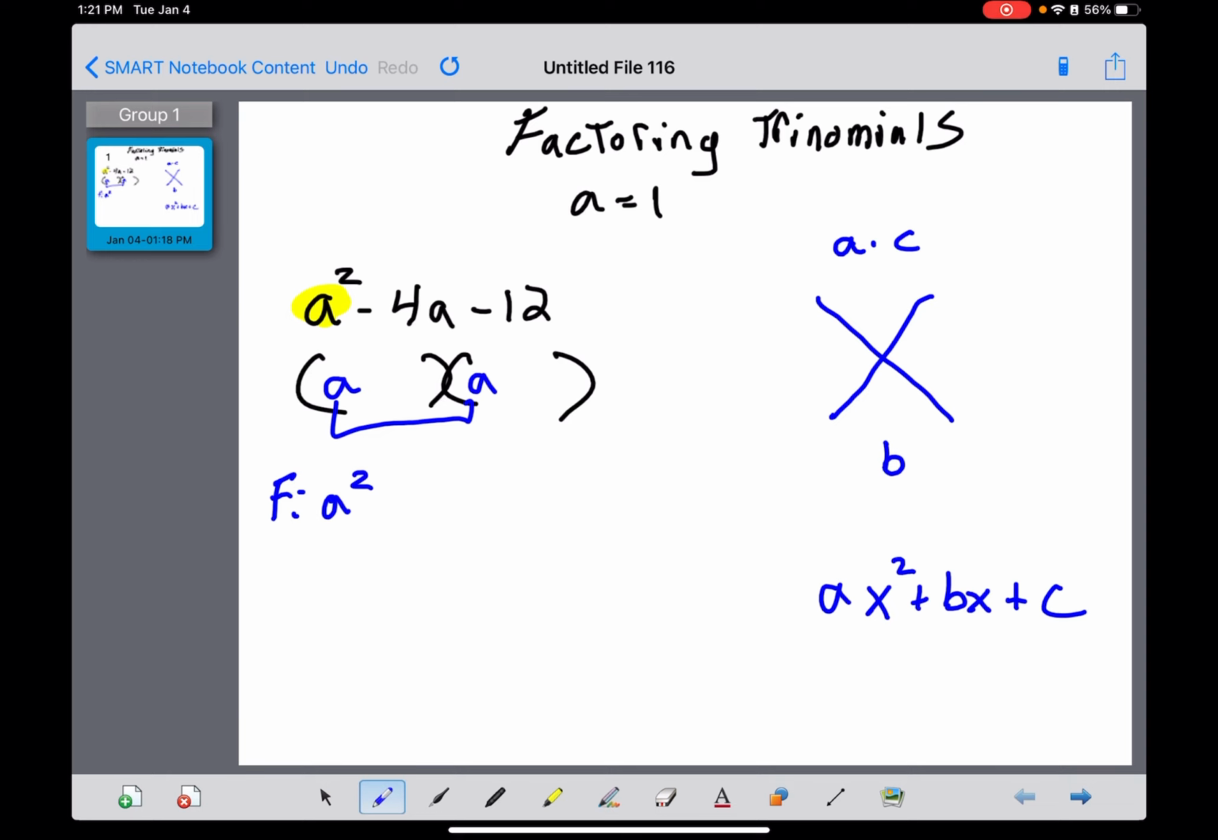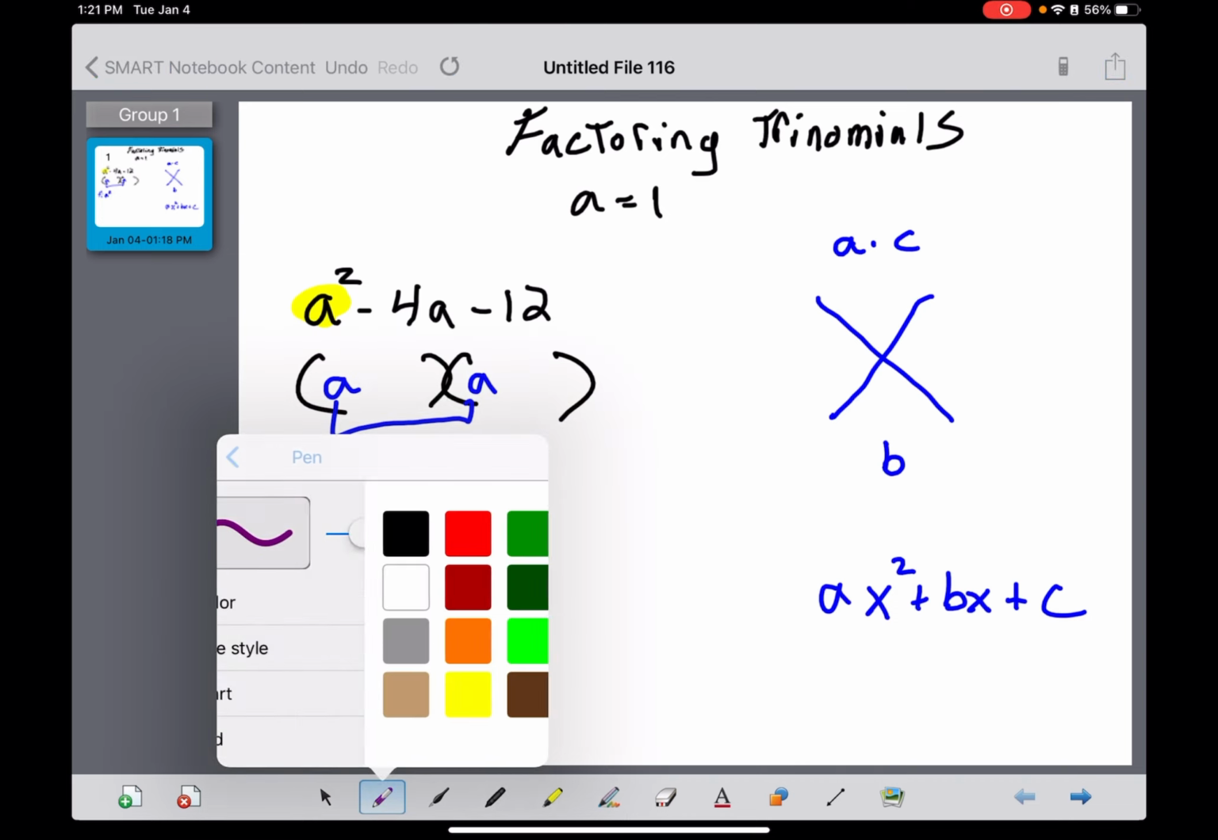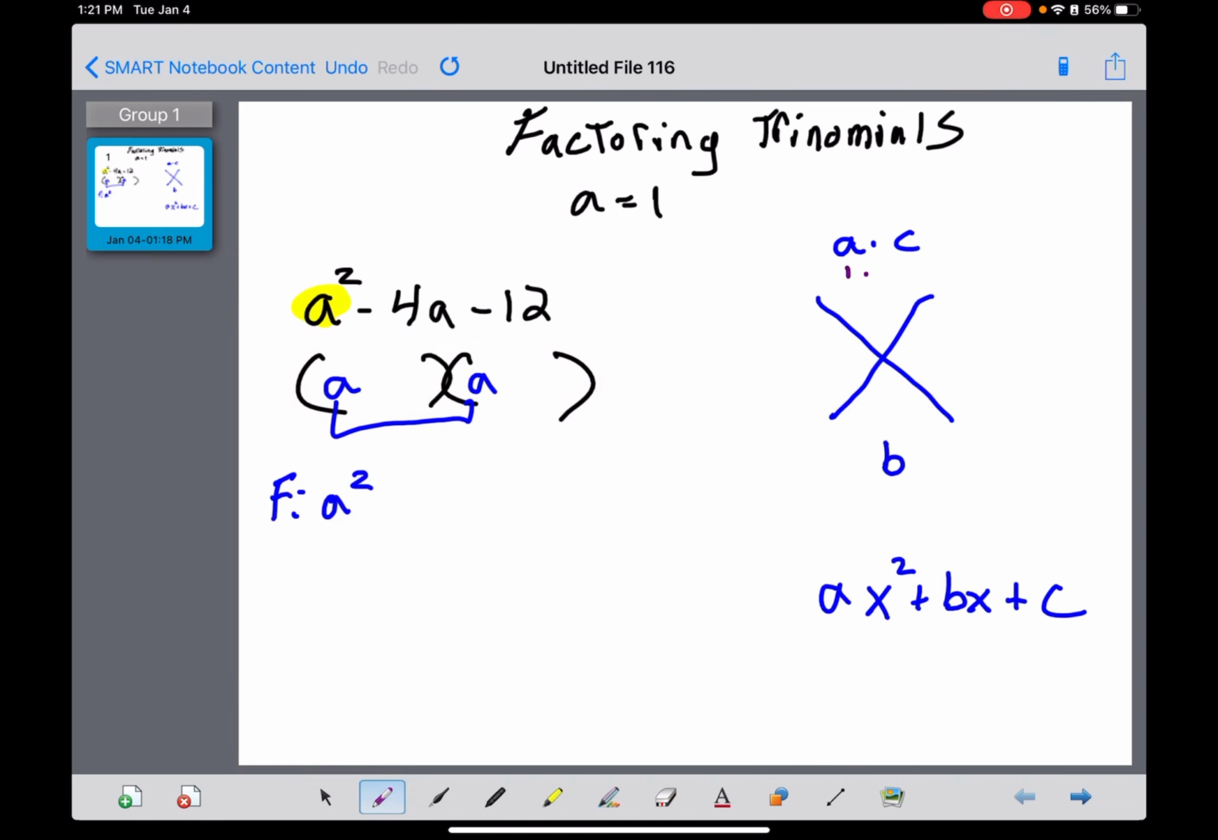So in this case, our a value is 1, and that's going to be the case for all of them today. That'll change tomorrow. But in this case, our a value is 1, and our c value is negative 12. So we're going to take 1 times negative 12, and that's the number we put on top of the x. The b value in this case is negative 4, so we're going to put a negative 4 on the bottom.